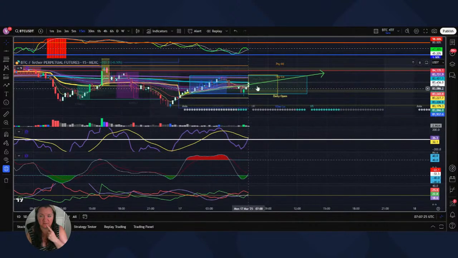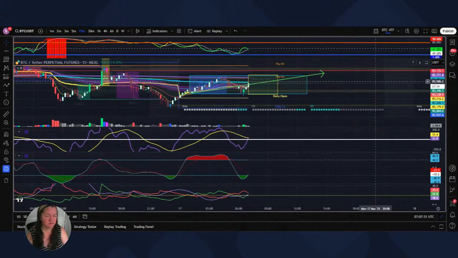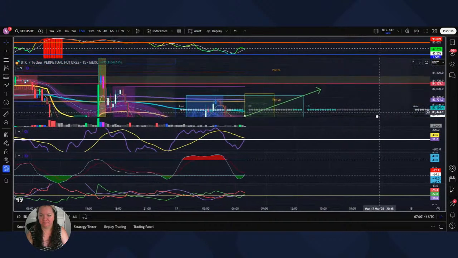So if this is a green candle, yeah, I think we're going up to like 86 at least. We've just got to get through all of these resistance levels. Again, 50, VWAP, 200, 800. Once we clear the 800, there's nothing there.